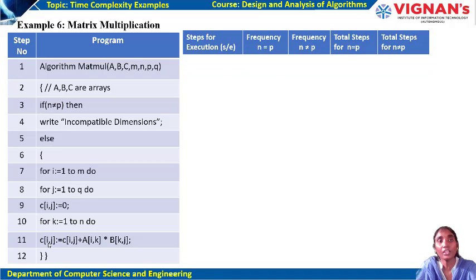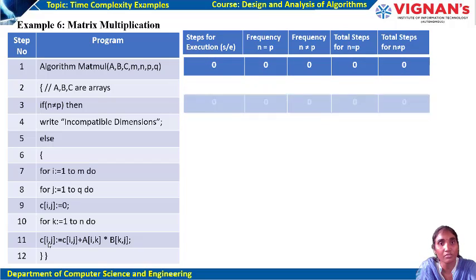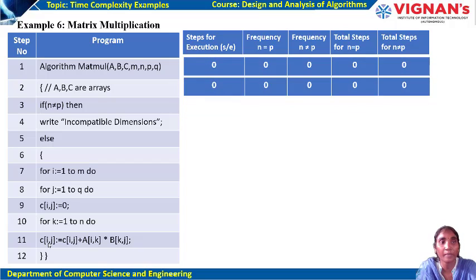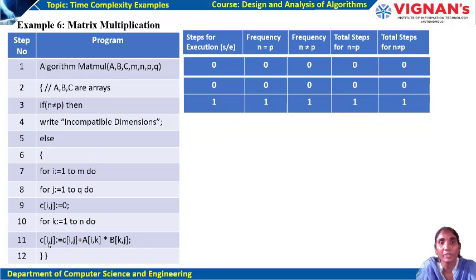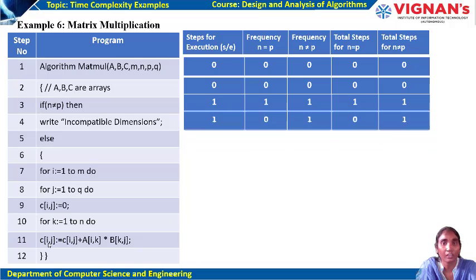Now let's see the time complexity. S/E, the steps per execution, for the first statement is 0 and the second one is also 0, and the third one comes into the picture if n is not equal to p. So if n is not equal to p, it will be executed one time. We will write that particular statement only when n is not equal to p.